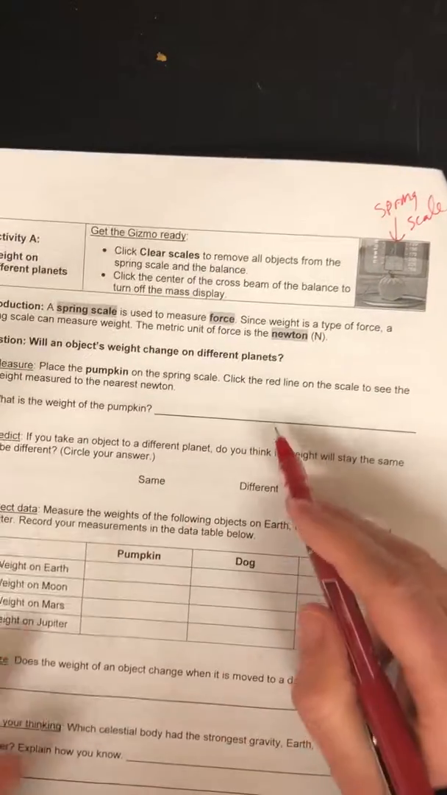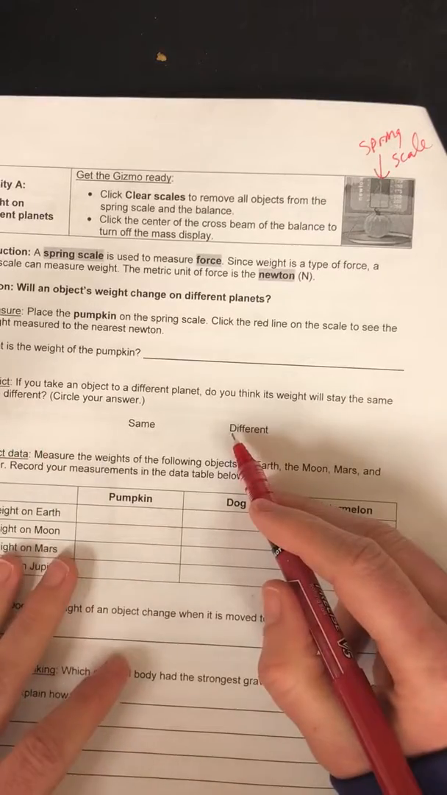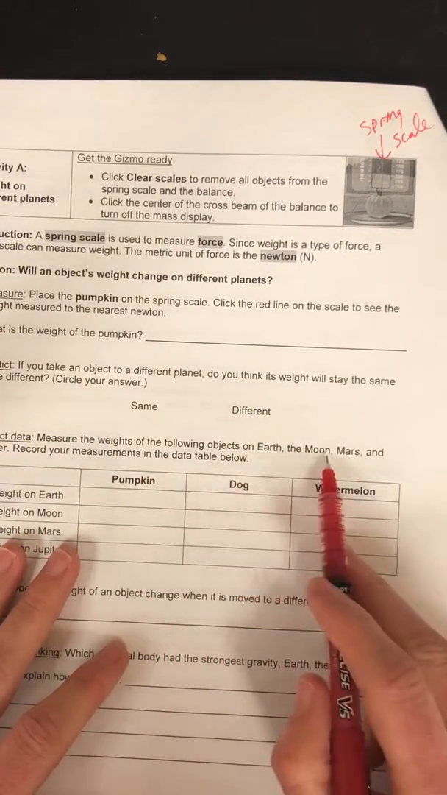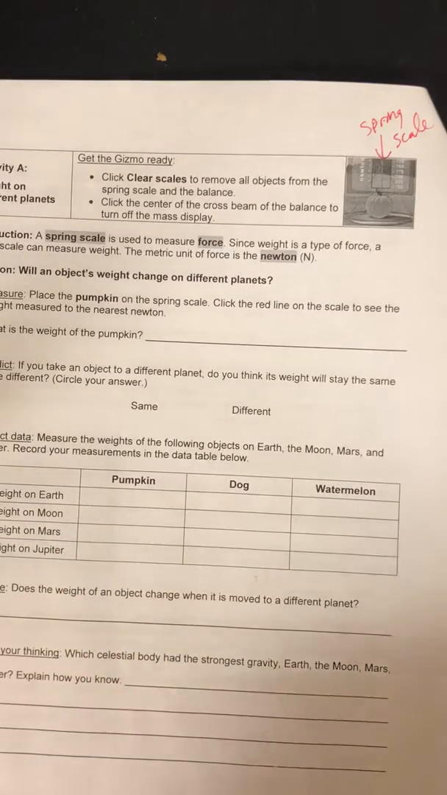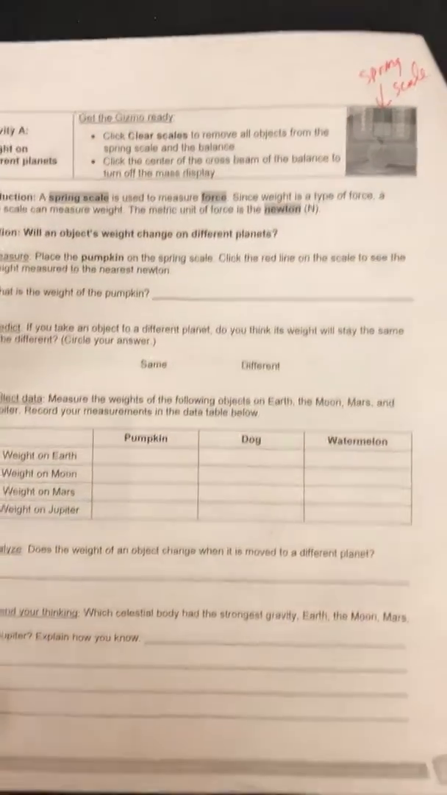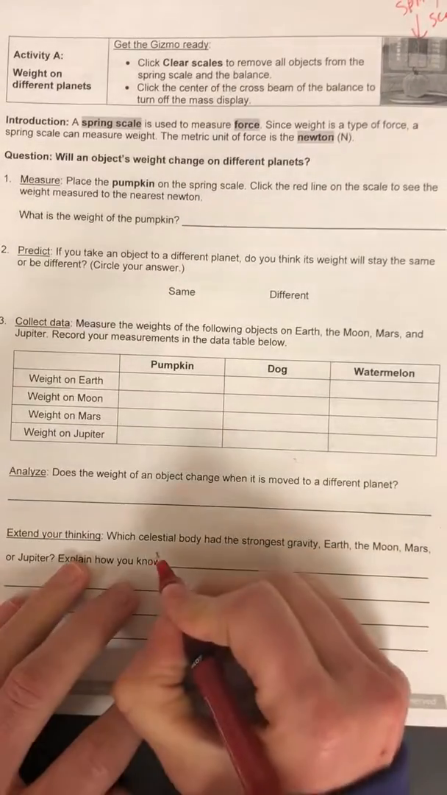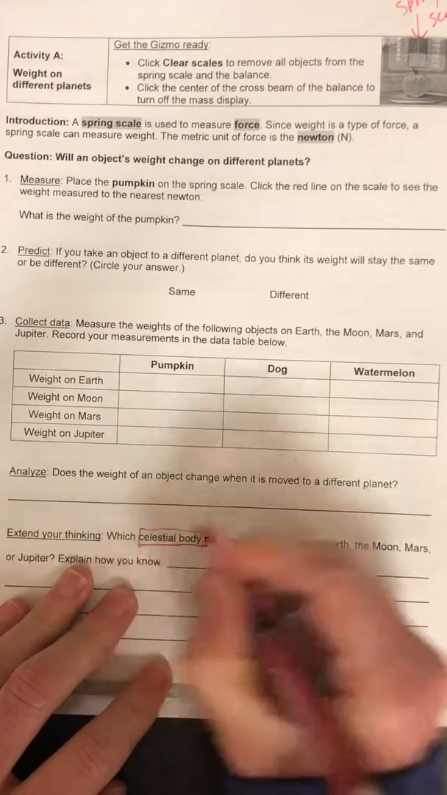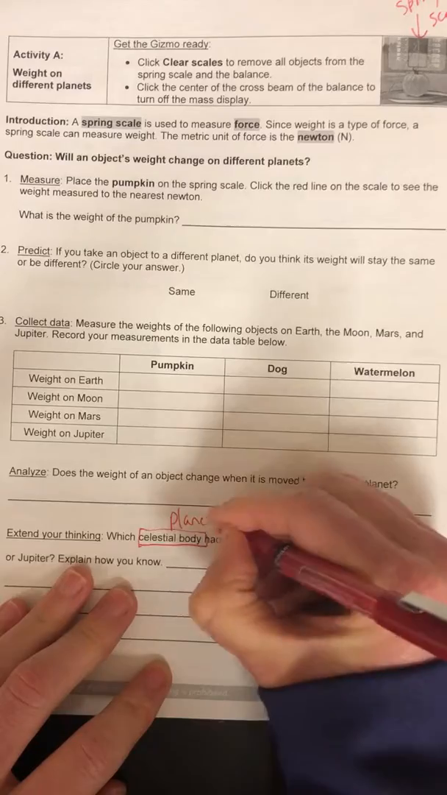And you'll just predict, so you're going to take a guess. You're going to measure the weights of the following objects on Earth, Moon, Mars, and Jupiter. So you can change location right up here. Okay, you change the location of where it's at. And the only thing I can think of, a celestial body, very fancy. Okay, all that means is which planet.